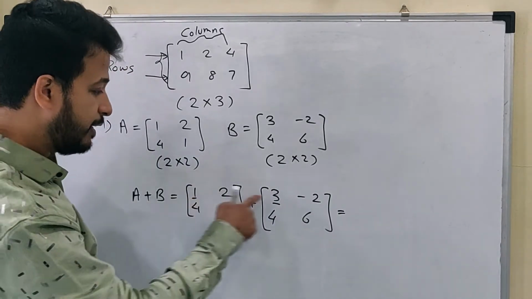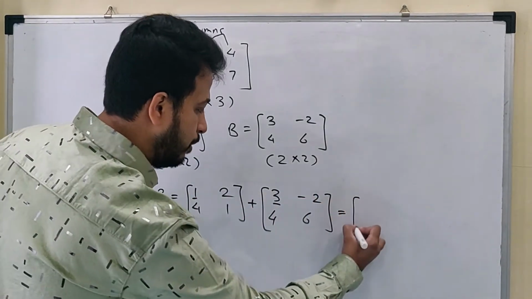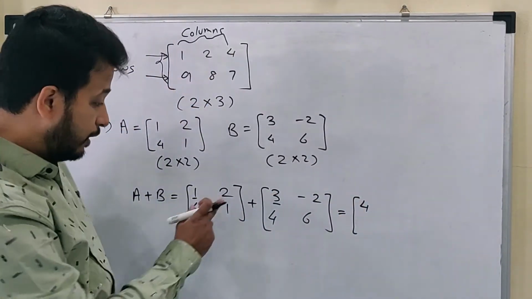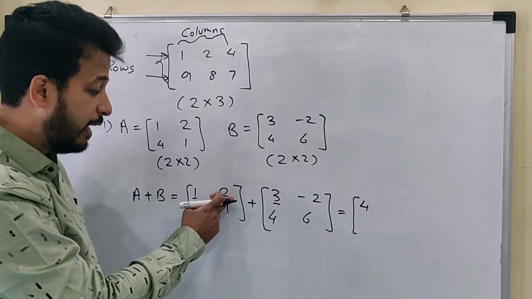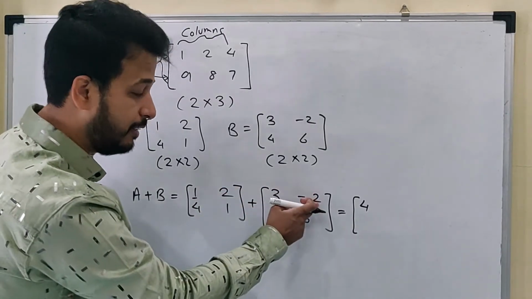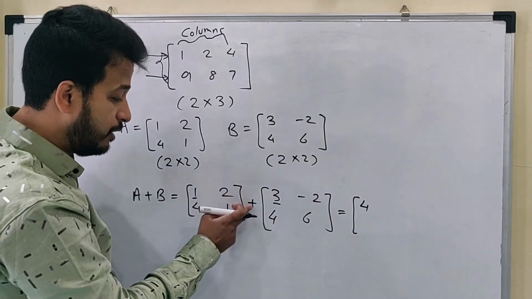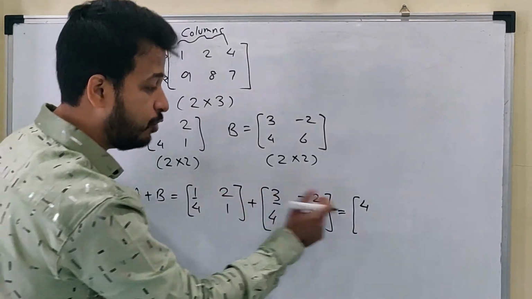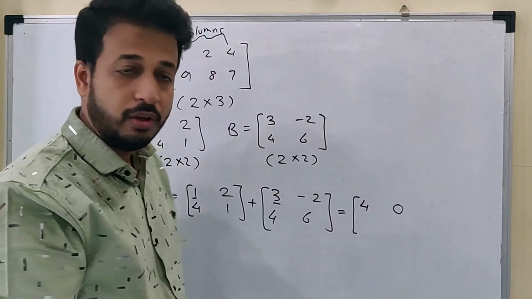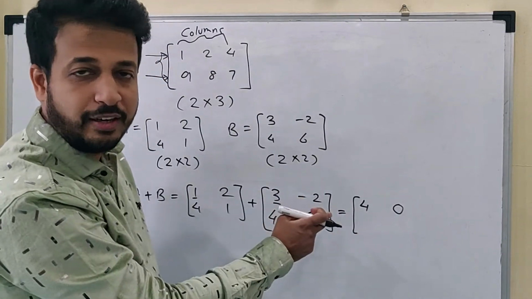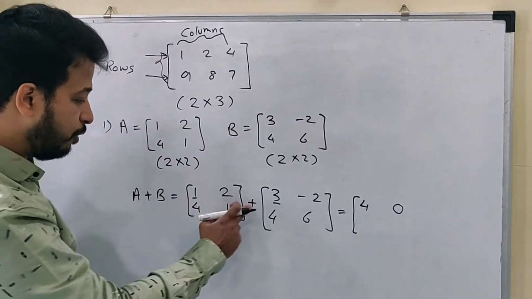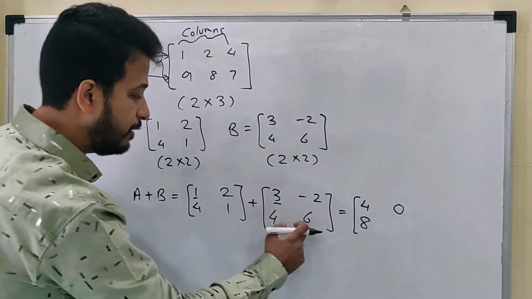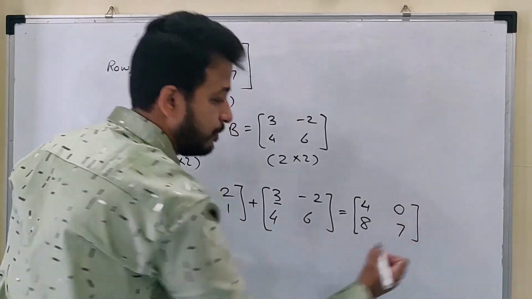So if this number is getting added to this number, my 1 plus 3 will become 4. This position number will get added to the number at this position. But as it is plus and minus, 2 plus and minus, it becomes 2 minus 2. So here my answer will be 0 because there is a minus sign, correct? Similarly, 4 plus 4 will be my 8. 1 plus 6 will be my 7.